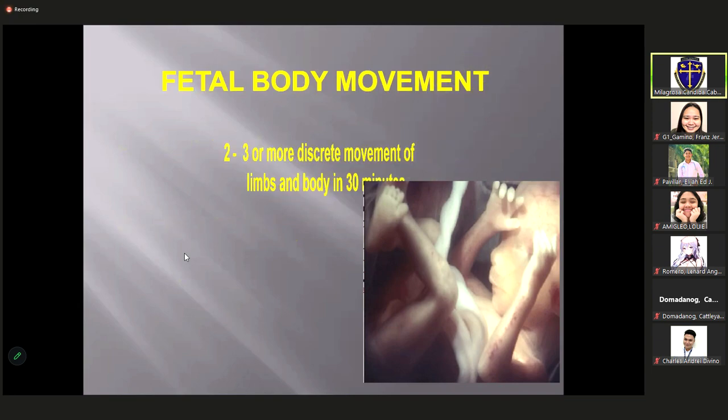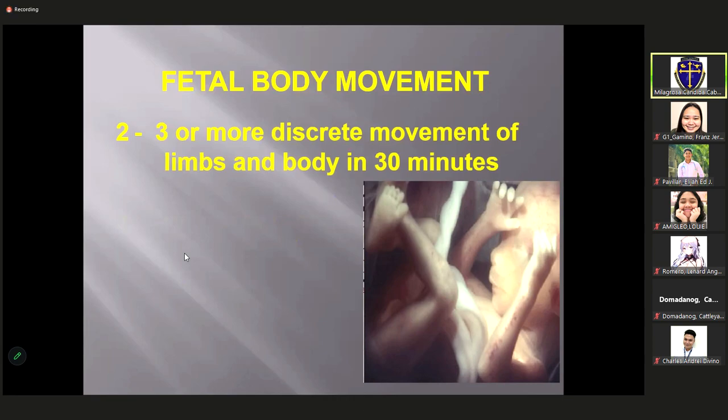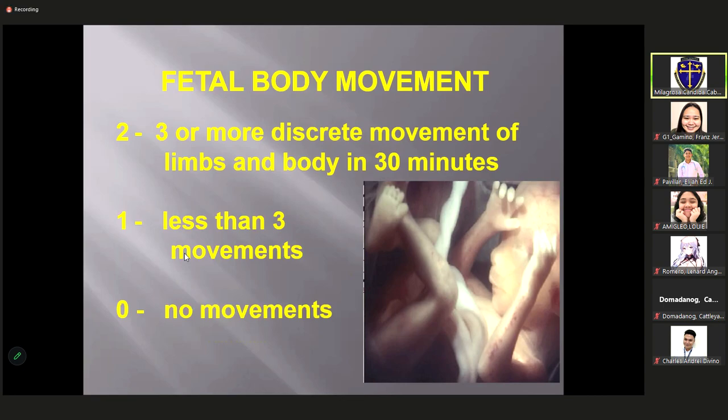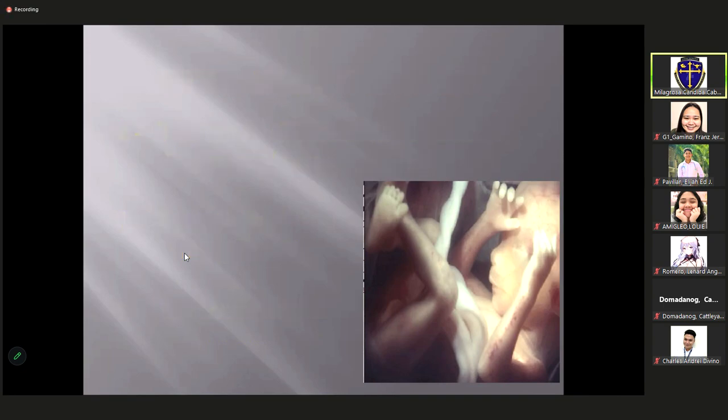Okay? So next would be the fetal body movement. A score of 2 would be given to the mother if there are 3 or more discrete movements of limbs and body in 30 minutes. Upon checking, you will see if the baby is moving. And then a score of 1 is less than 3 movements. Then 0, no movement. That is bad. There is something wrong with the baby, or maybe the baby is asphyxiated, without enough energy to move, lacking oxygen. That is possible.